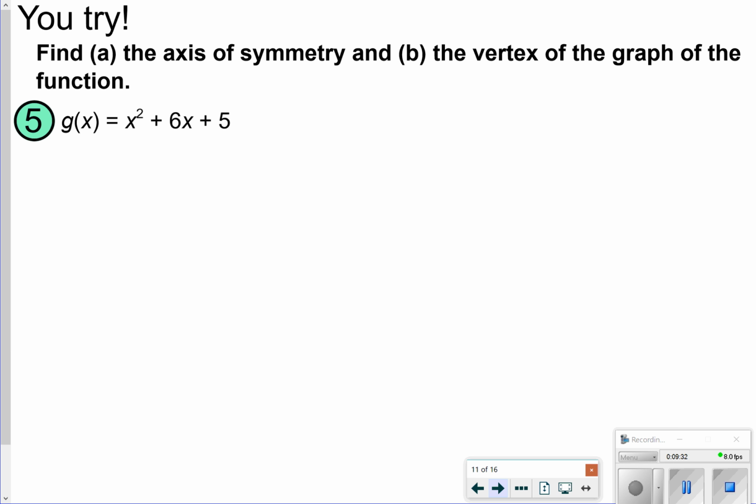So let's go ahead and try this one here. Let's find the axis of symmetry and a vertex, and then once you're done, click play to check your work.